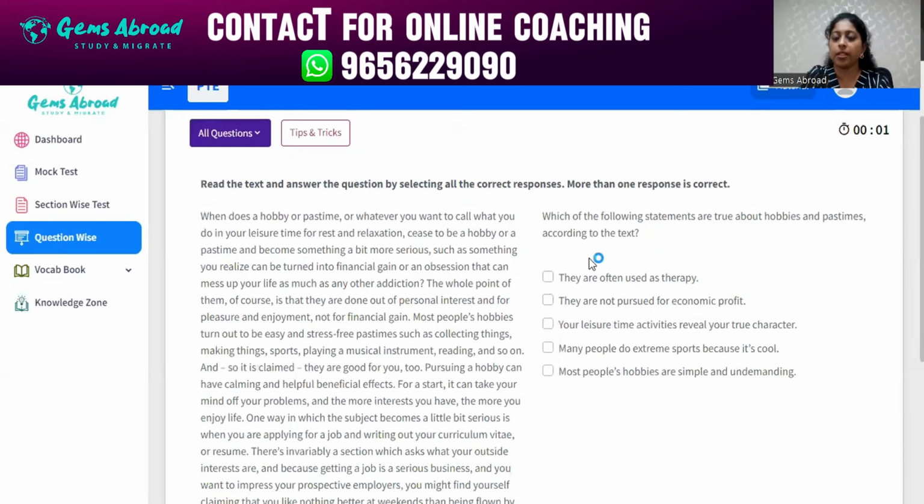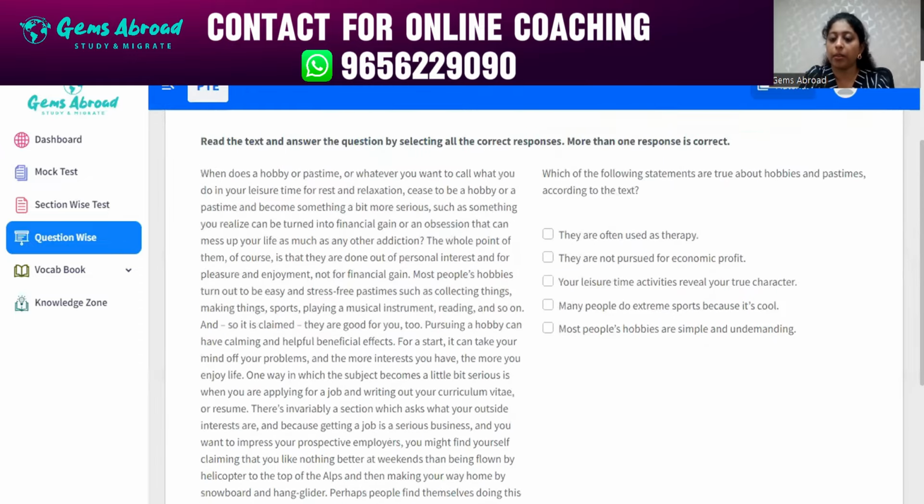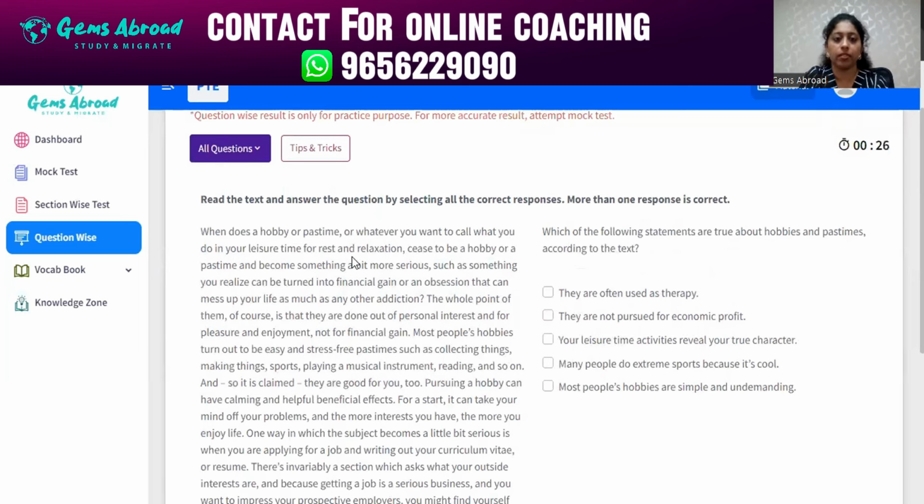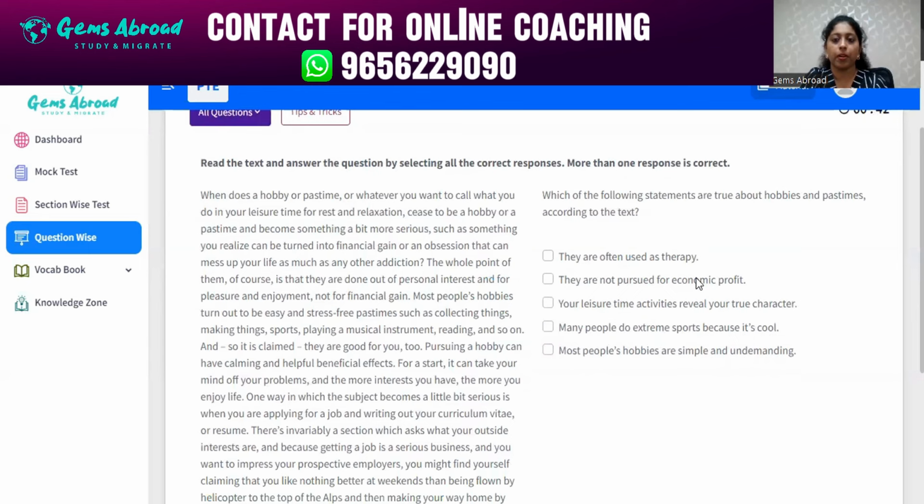Okay. True about hobbies and pastimes according to the text. Statements: hobbies and pastimes are often used as therapy, pursued for economic profit, reveal your true character, are because of school, extreme sport, hobbies are simple and demanding. Just go through the pattern and don't take too much time. Financial gain, okay. Statements about hobbies according to the text.